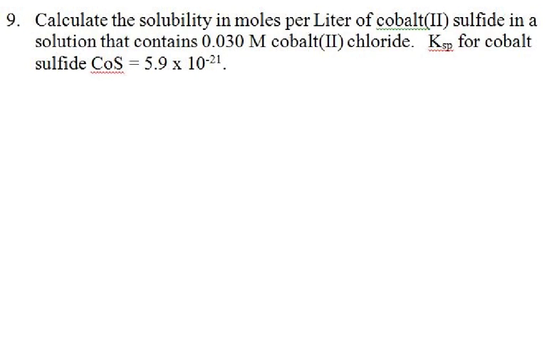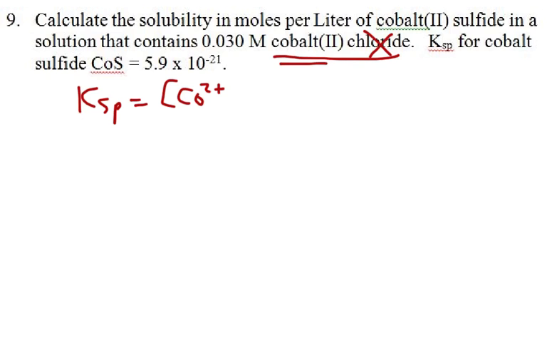Now in number 9, calculate the solubility of cobalt sulfide in a solution that already contains cobalt, in this case cobalt chloride. But we don't care about the chloride because chloride is not part of our KSP expression. So we have the KSP, and that's going to be the concentration of cobalt times the concentration of sulfide, and it has a value of 5.9 times 10 to the negative 21, small number.